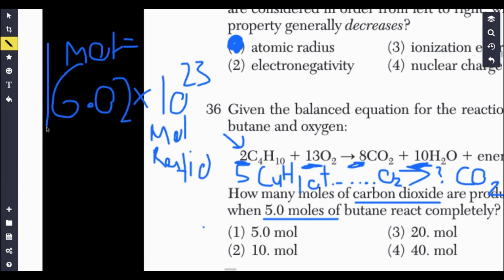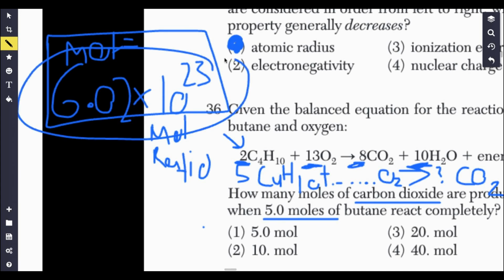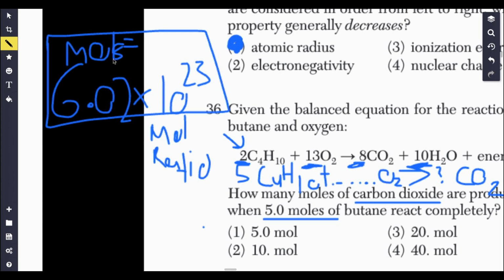This number is very big because remember that atoms are very small. If I want to count the amount of atoms in, let's say, a Rubik's Cube or something, that's going to be a little too much. So I'm just going to use moles as my unit because it's a very big amount. I need a unit that represents a very large amount of atoms, right?